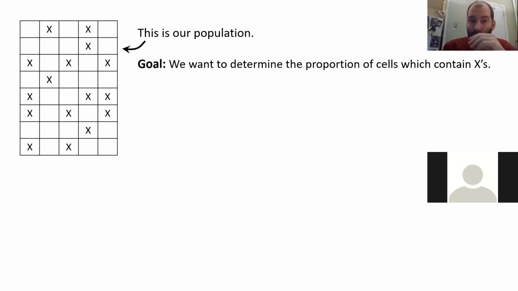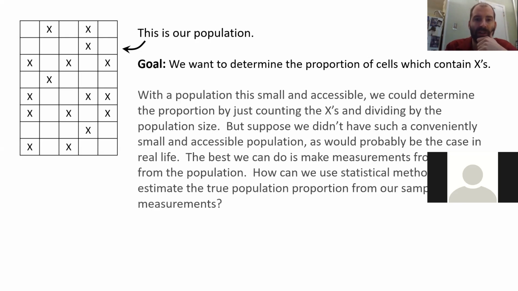But I want to go through this using the methods that we talked about so that we can generalize this to more complicated scenarios, okay? So, like I said, with a population this small and accessible, just the grid we have here, we could determine the proportion just by counting up the x's and dividing by the population size, the number of cells here. It's a 5×8 grid, so there's 40 cells. So you could just divide the number of x's by 40 and you'd have the answer.